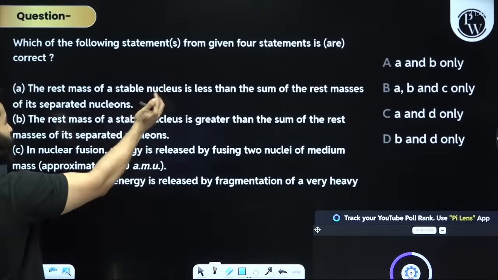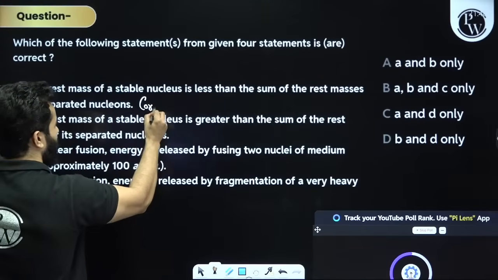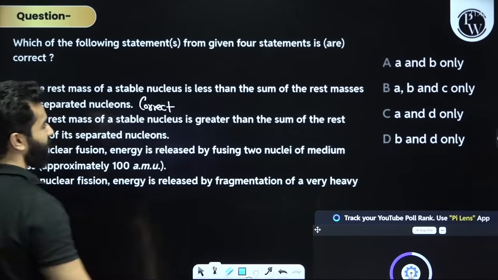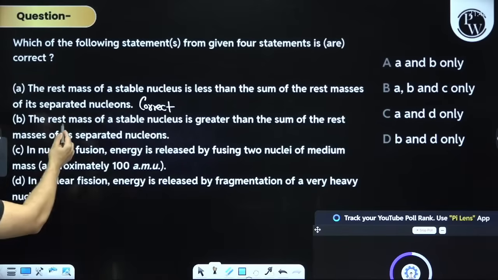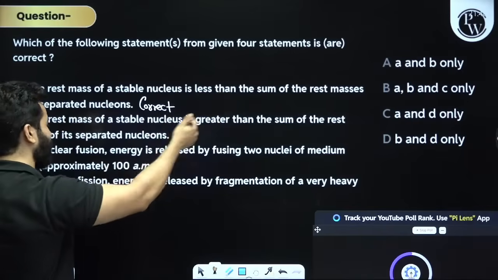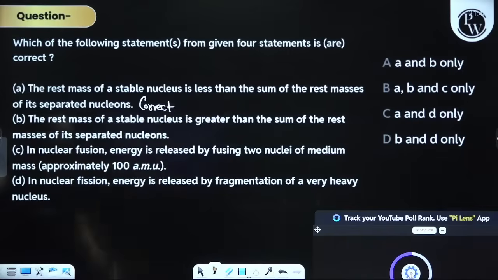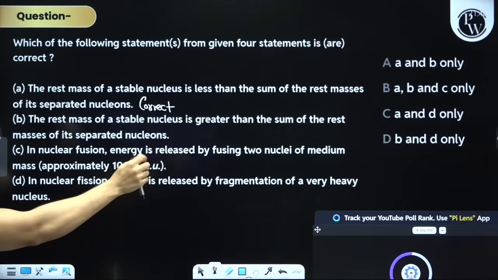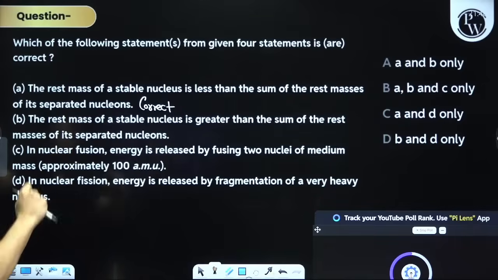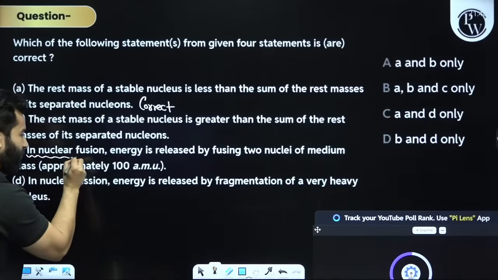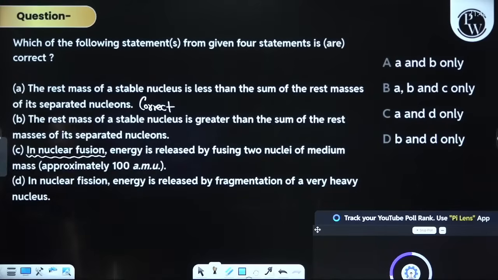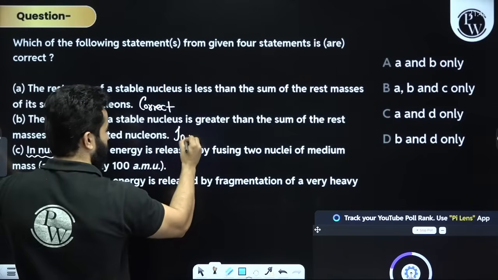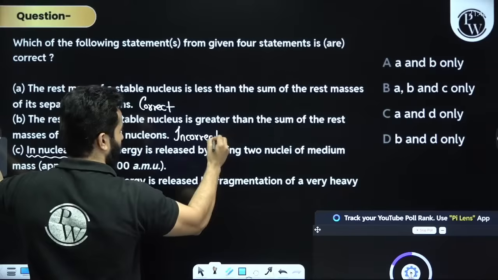This is absolutely wrong. The first one is correct. Second, they are saying the stable nucleus is greater than the sum of the rest masses of separated nucleons. This is not correct. In nuclear fusion, energy is released by fusing 2 nuclei of medium mass. Fusion happens when we have light nuclei. So this is also incorrect.